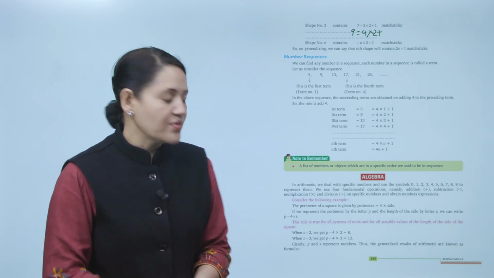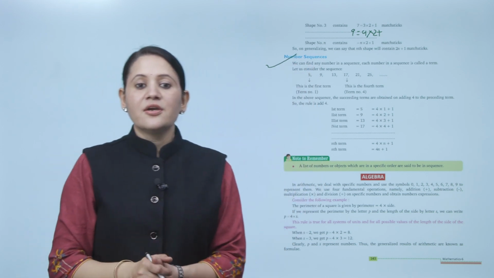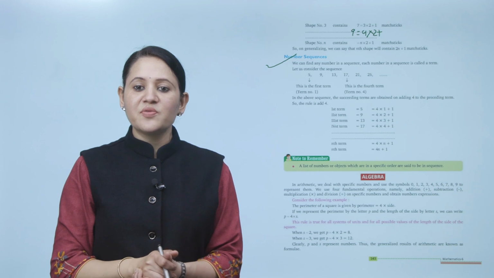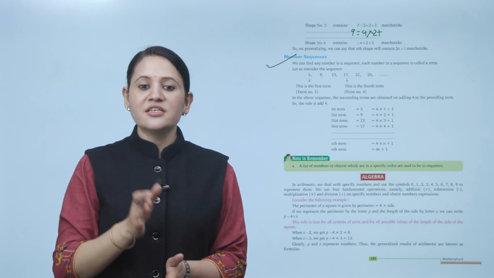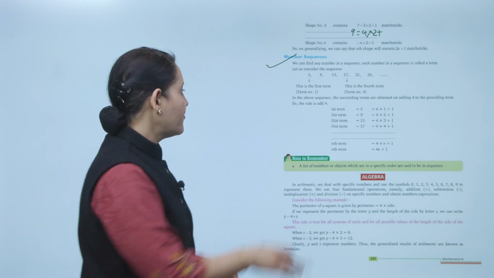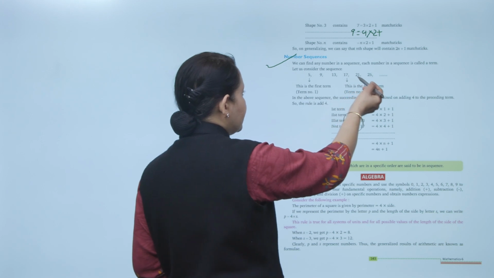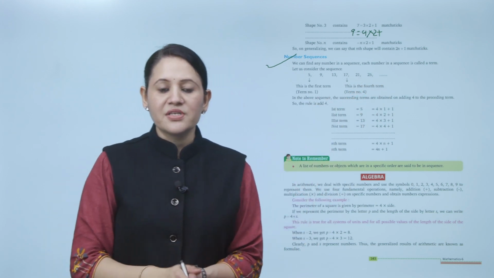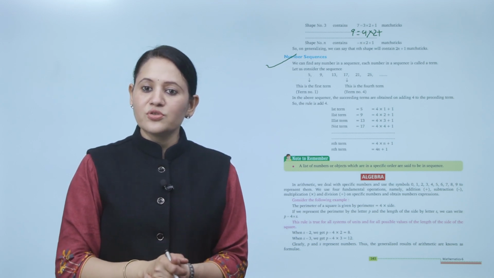Next is number sequence. We can find any number in the sequence. Each number in the sequence is called a term. Let us consider the sequence 5, 9, 13, 17, 21, 25 and so on. So here 5 is the first term and this one, 17, is the fourth term. Clear? In the above sequence, the succeeding terms are obtained by adding 4 to the preceding term.